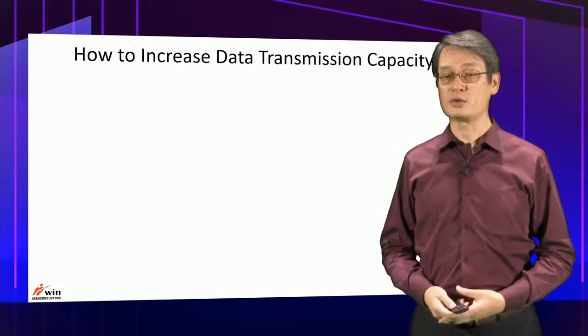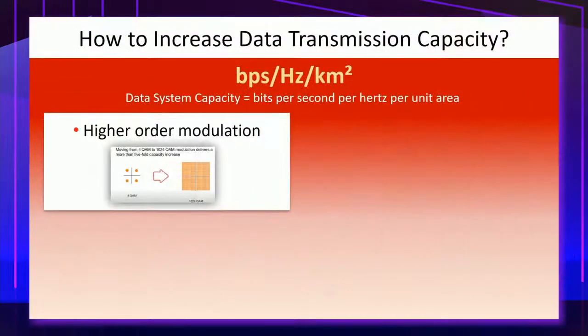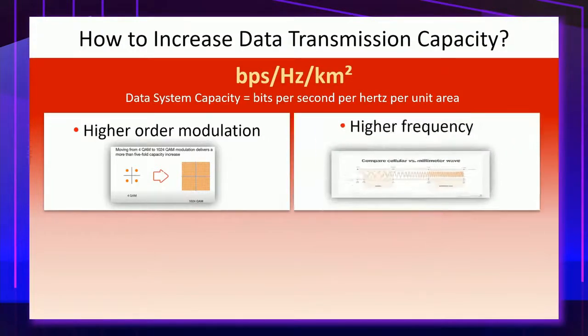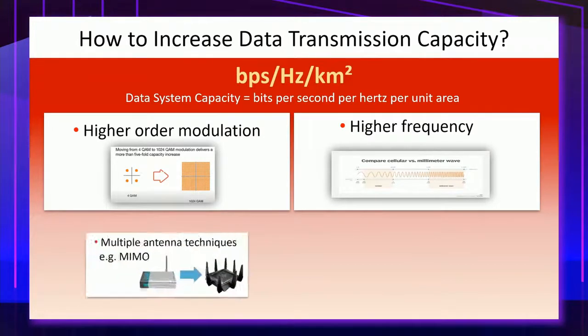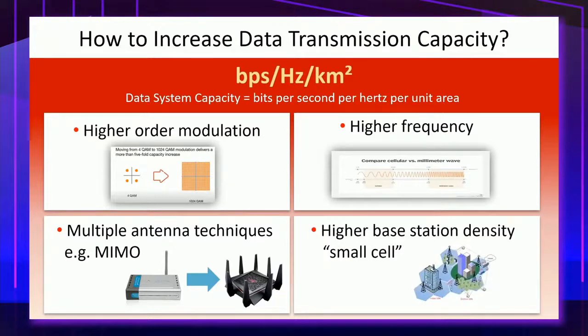How to increase data transmission capacity? We can certainly use a higher order modulation signal to increase the bits per second, and use higher frequency as a spectrum where a much wider bandwidth is available. And multiple access techniques can effectively multiply data transmission capacity, and installing more small base stations is able to increase the network capacity per area. This is another approach.